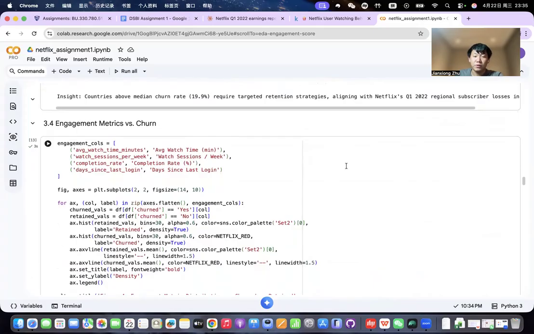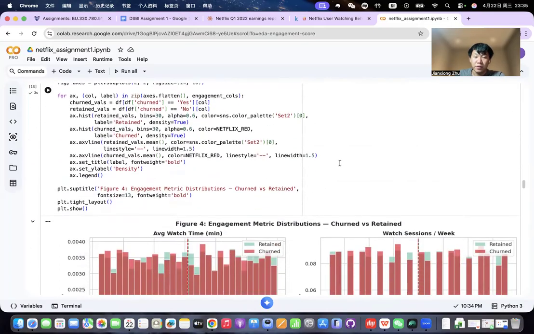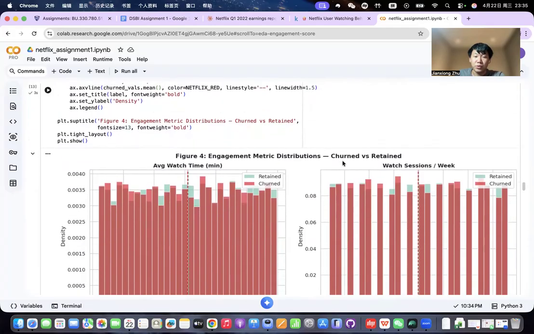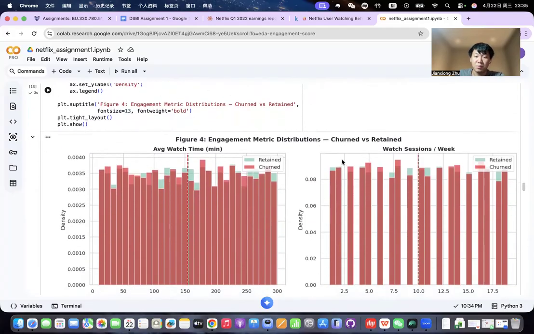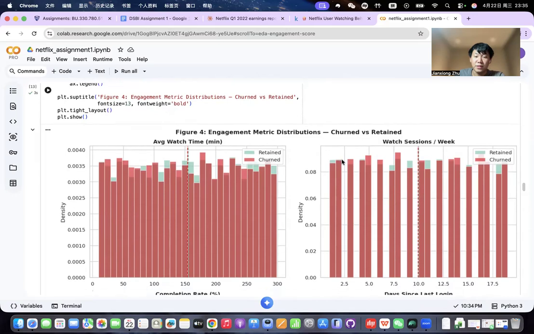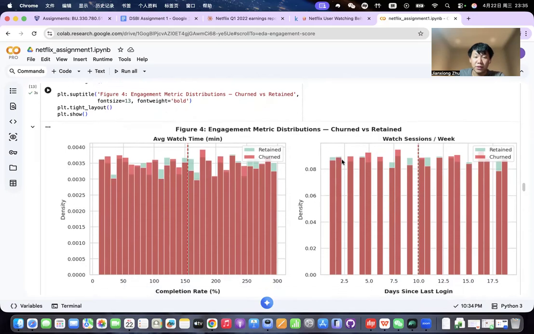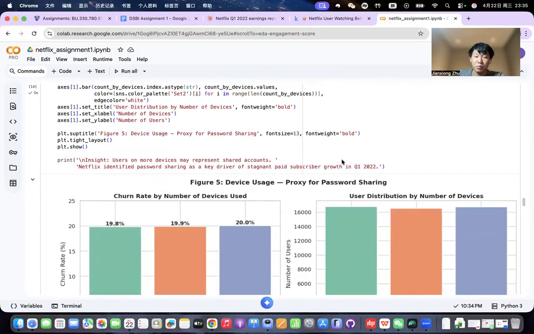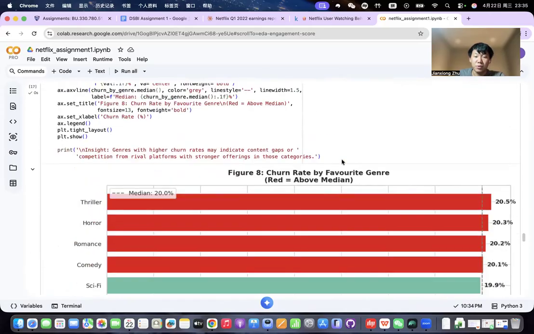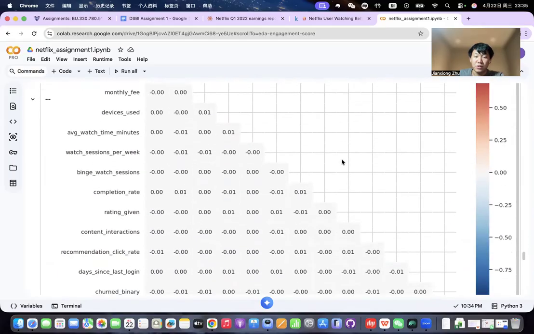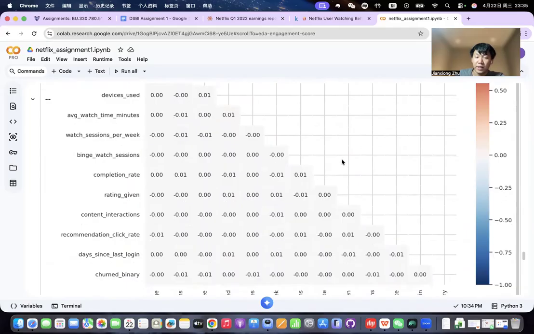For figures 4 and 9, we'll combine them together. Figure 4 compares the engagement distributions between churned and retained users across watch time, sessions per week, completion rate, and days since the last login. The distributions overlap almost entirely. This is confirmed by figure 9, a correlation heat map, where the correlations between numerical values and churn are essentially zero. This is the most important analytic finding, confirming that this is a synthetic dataset where churn is driven by randomness, not behavior. In real Netflix data, we would expect engagement metrics to be strong churn predictors. I will factor this into my insights.